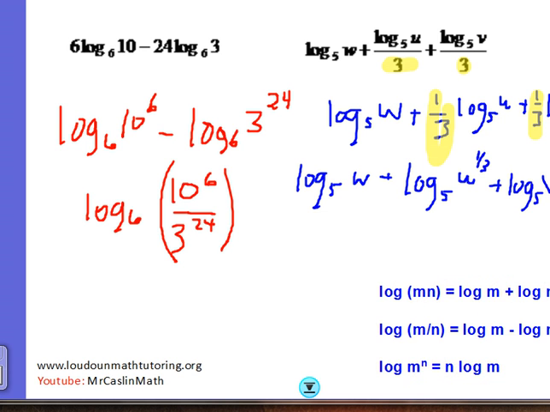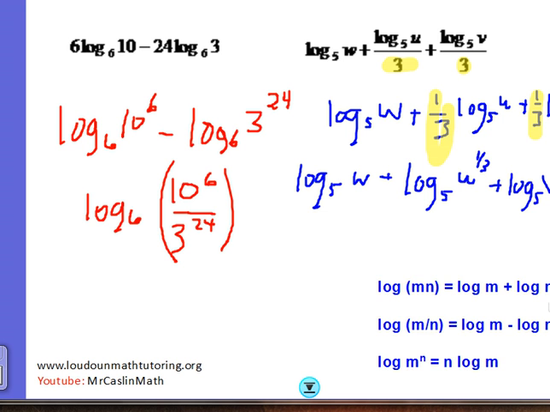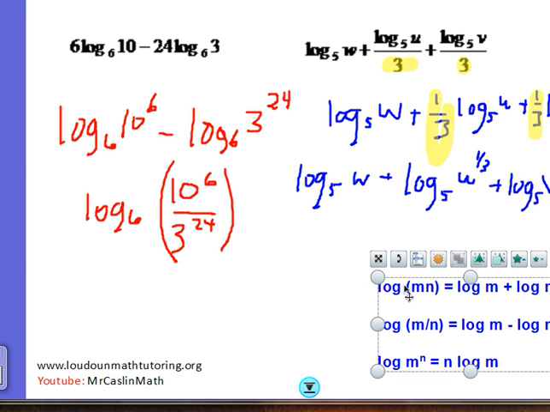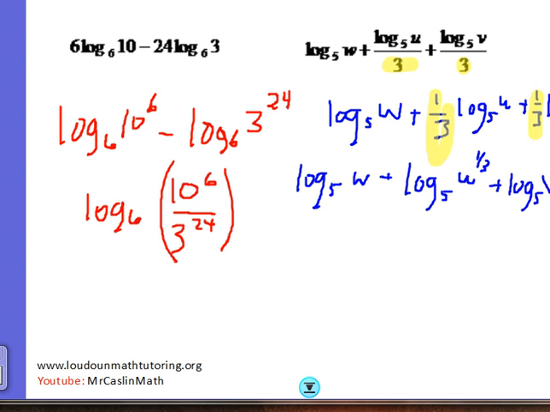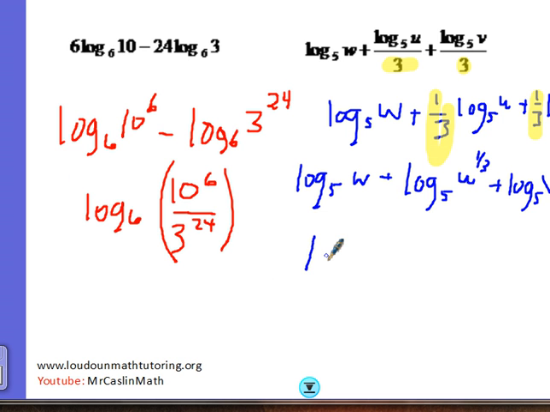Okay, let's make some room for ourselves here. We're going to get rid of our properties for a second. Before we get rid of it, remember we're going to condense now an addition into a multiplication, and you can do it with 2 or more. So we're condensing, it's all going to become one logarithm, log base 5 of what? Well, of w times u to the 1/3 times v to the 1/3.